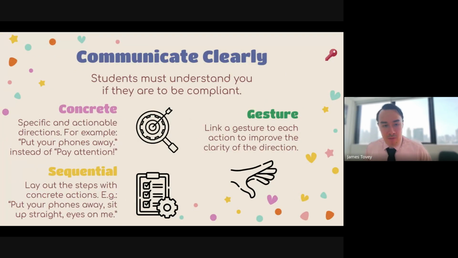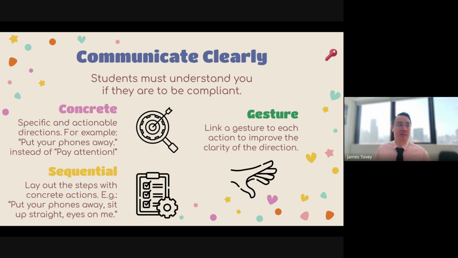Now, last part of this is talking not about the emotions now, but when you communicate with your students, you need to communicate clearly. So students must understand you if they are to be compliant. If they are to do what you say, they must know what exactly you're saying. So concrete, we call this specific and actionable directions. So for example, you would say, put your phones away instead of pay attention, right? So put your phones away is a phrase that is an action that they have to do. It's very specific. They have to put their phones away.